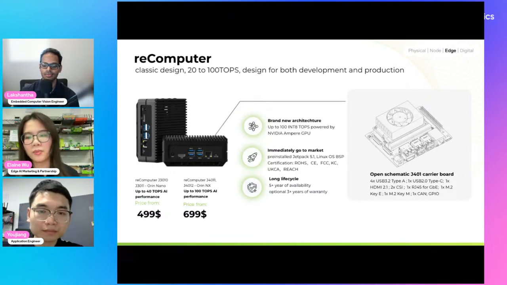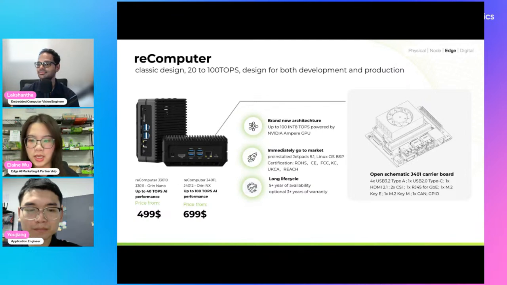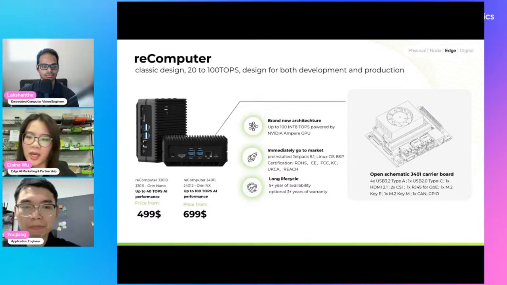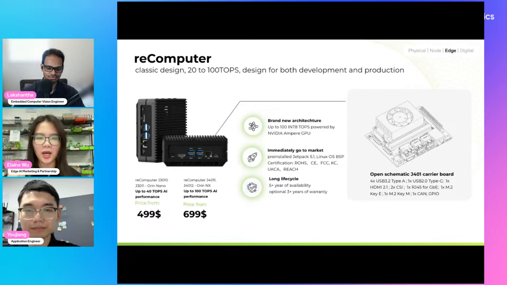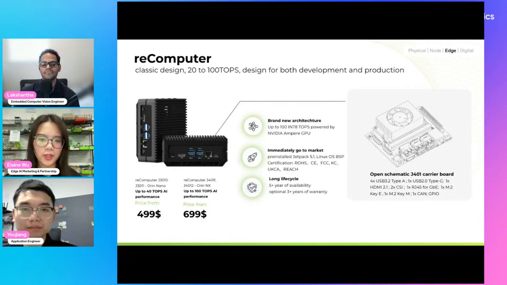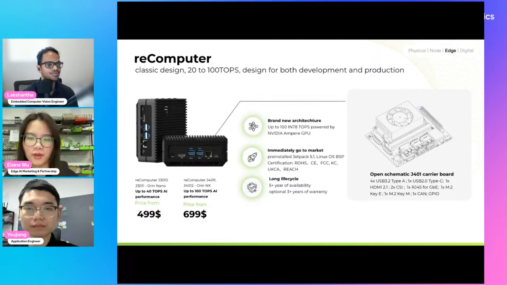The carrier board is an open schematic carrier board with four USB, HDMI, gigabit Ethernet, and also M.2 Key E for connectivity, and also CAN and GPIO for development. With our active fan and the enclosure, you can directly insert the interfaces and be ready to deploy into the field. It's immediately ready to go to market with the pre-installed JetPack. You don't need to flash your JetPack, and it comes with certification and long-term availability, with five plus years of availability of the Jetson Orin module.